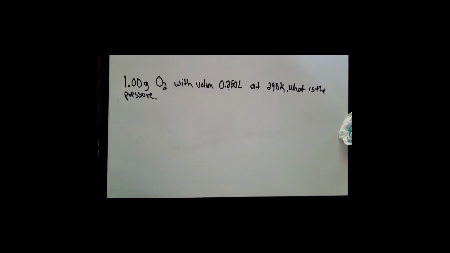So this is one of the harder problems, mainly because there's going to be some conversions needed. So we have 1 gram of O2, we have a volume, we have a temperature, and they're asking for pressure. So I'm going to start by making my list because it just helps me keep track of things and then realize where I need to go from there. So 1 gram, what is that? Okay, that's a mass.